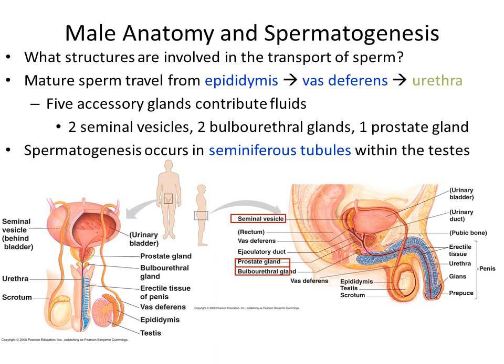The 2 bulbourethral glands produce alkaline mucus, which neutralizes the urine in the urethra and the acidic environment in the vagina and lubricates the entire pathway. Spermatogenesis begins in the seminiferous tubules within the testes.